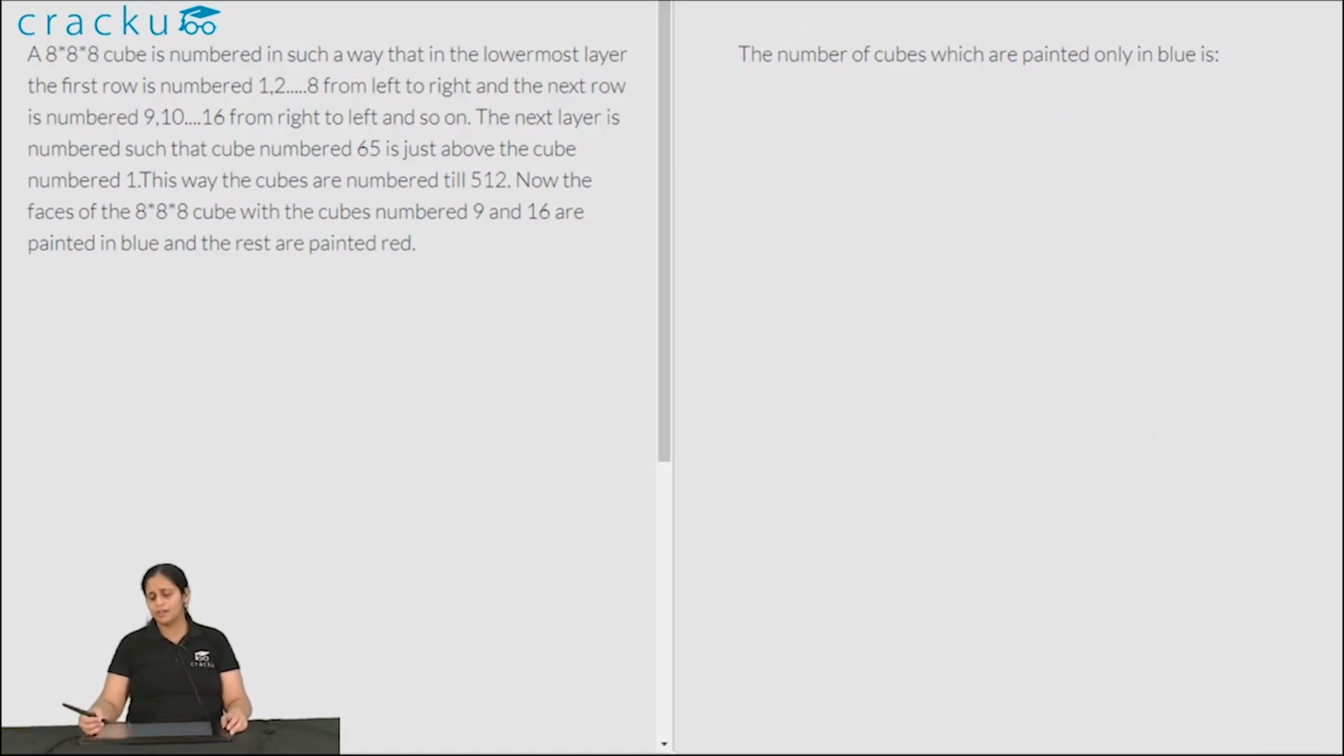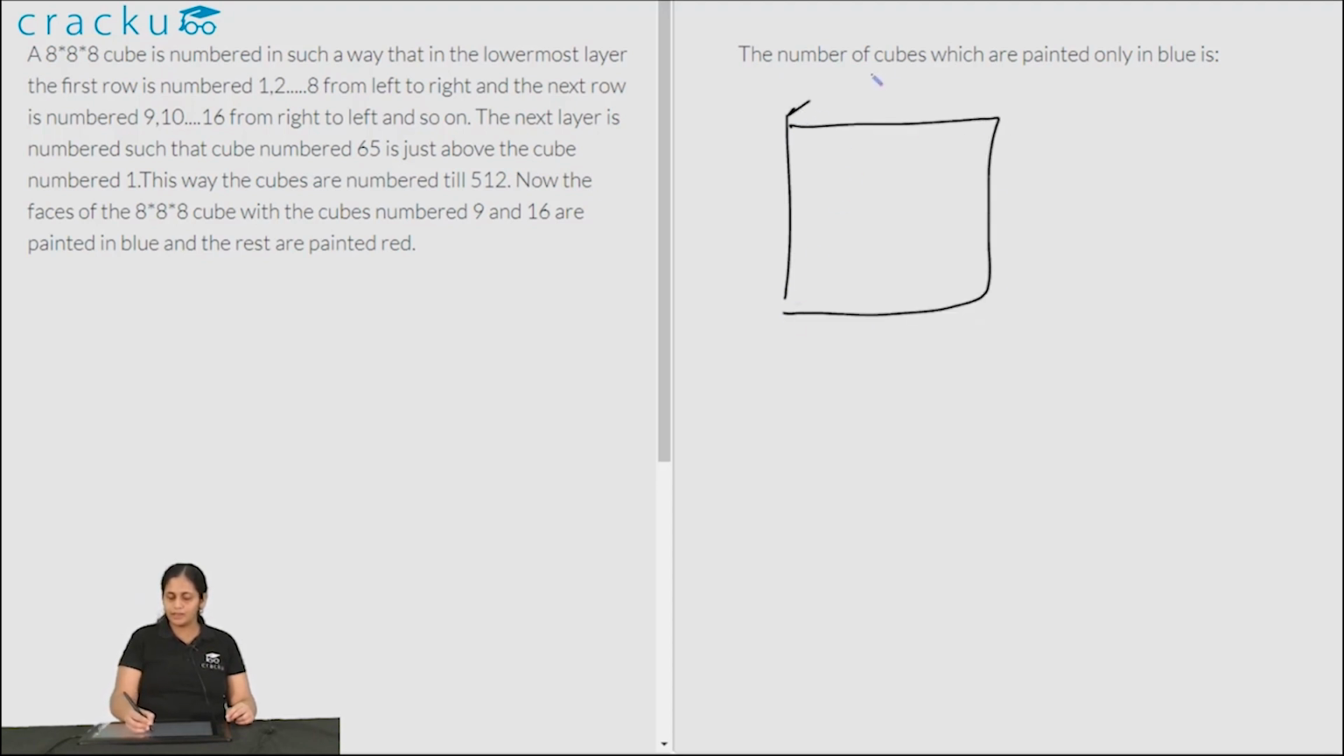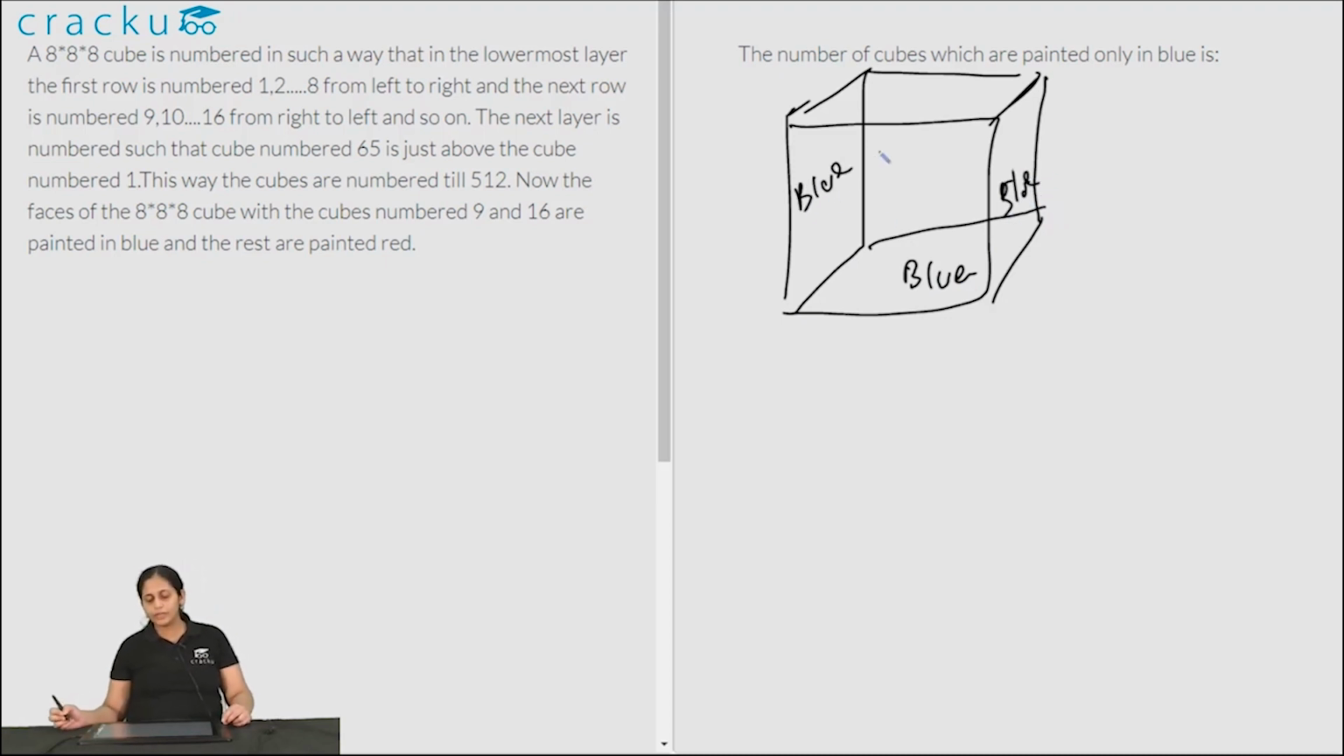So this is a theta type question. The number of cubes which are painted only in blue is what? In this case, I don't need to consider the numbers on the individual cubes. I just need to find out how many cubes will be painted only in blue. Now if you consider the cube's faces, you will see that this is an 8 by 8 by 8 cube. The cube face at the bottom is blue. The one on the side is blue and the one on this side is blue. So how many cubes will be painted only in blue?